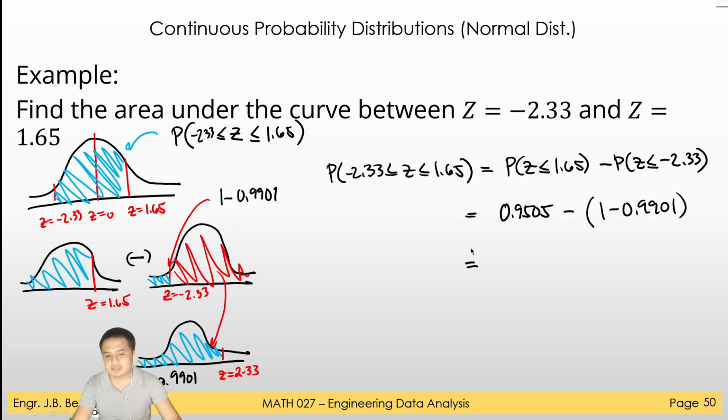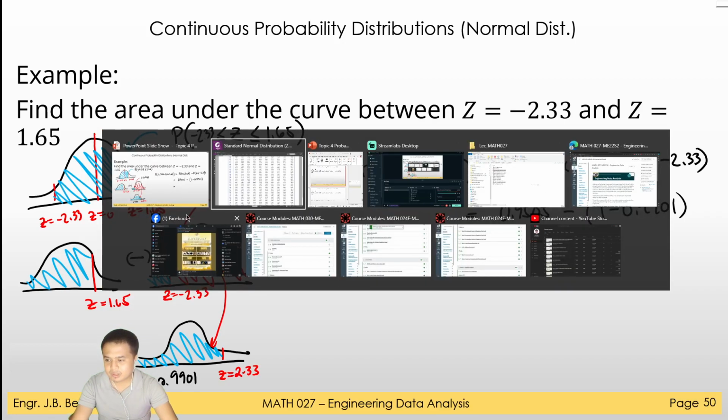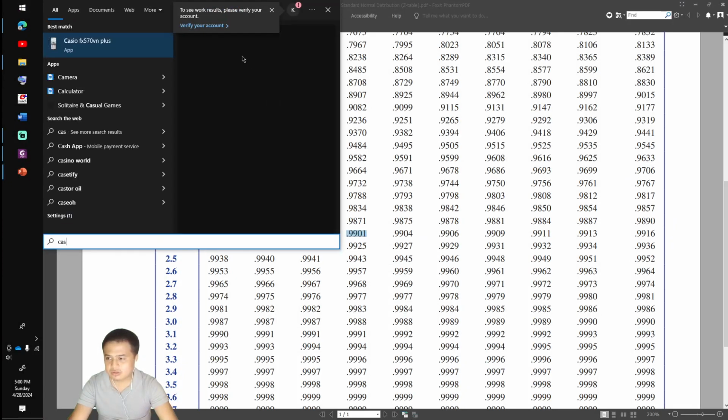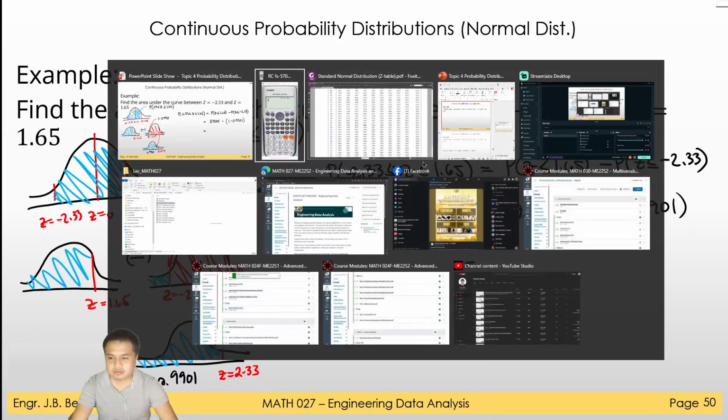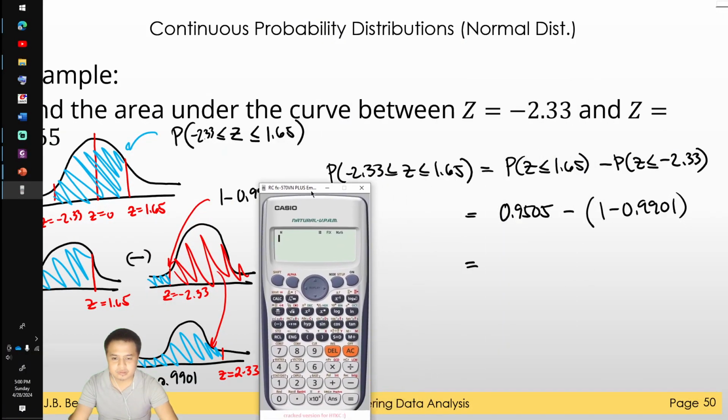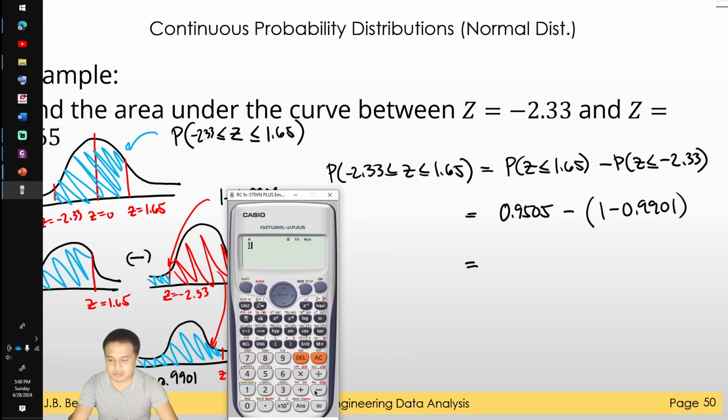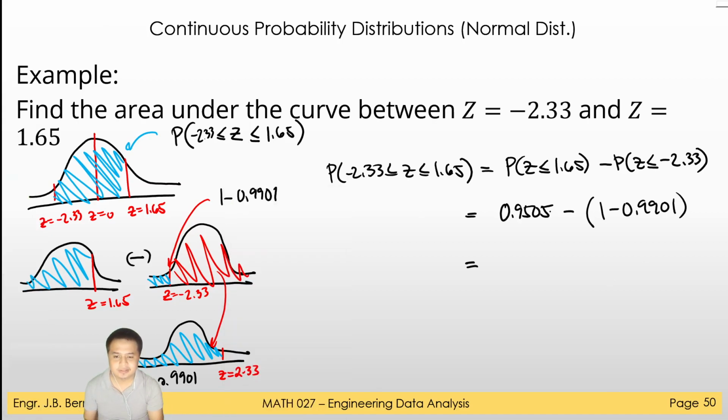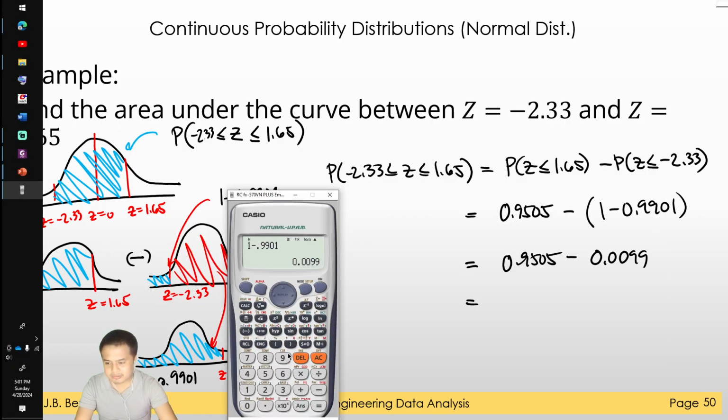So the value of this will be, where's my calculator? Okay, we can compute this first, no? This probability of negative 2.33, just to see the numerical value. So we have 0.0099. So we have 0.9505 and then minus 0.0099.